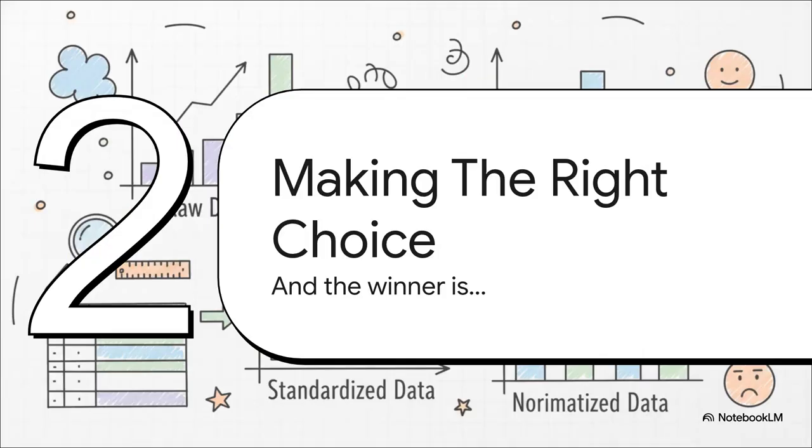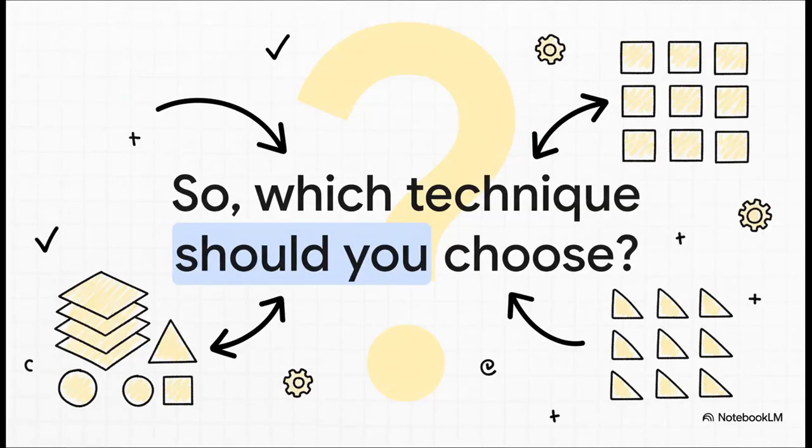So after all that, how in the world do you actually make the right choice? Who's the winner here? This really is the million-dollar question, isn't it? You've got your data set sitting right in front of you. You know the pros and cons. What do you do? Which one do you pick?